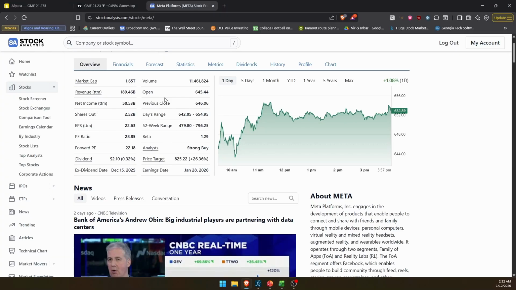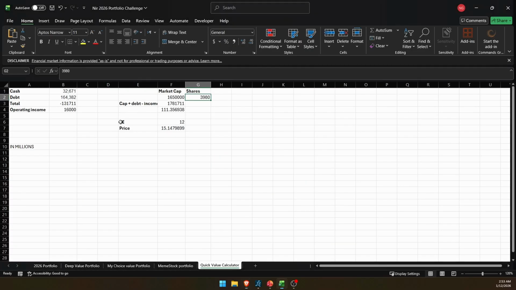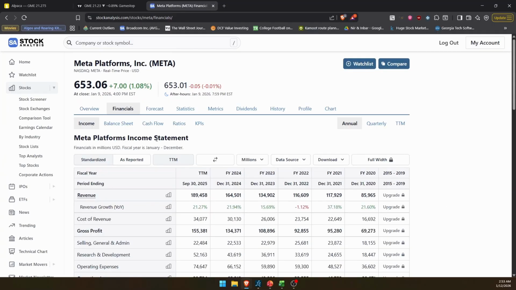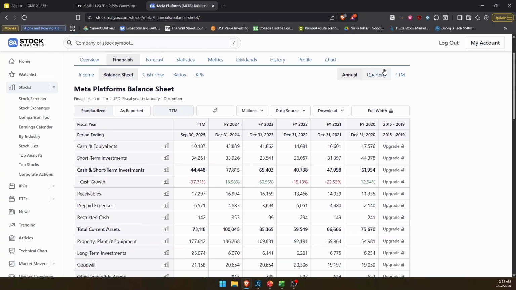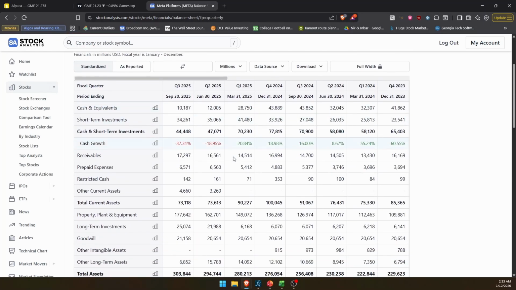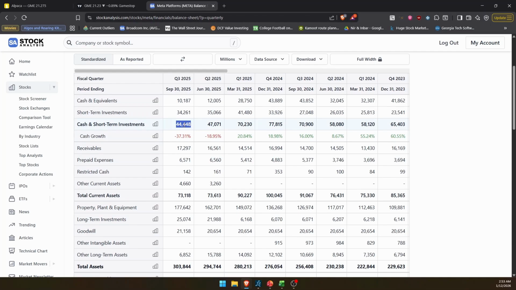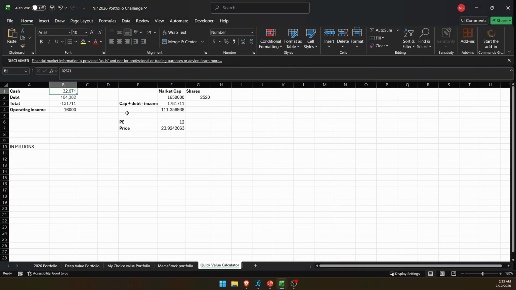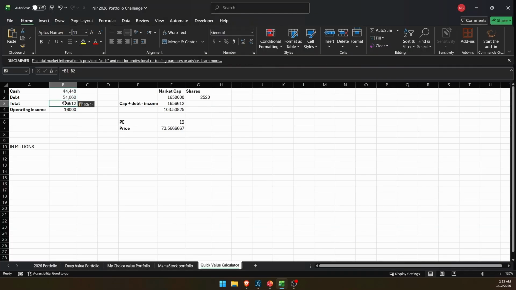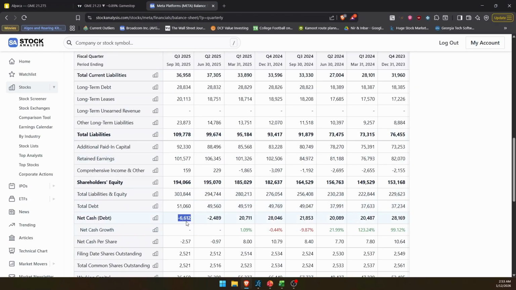The number of shares is, shares out 2.52 billion. So that is 2520. I hope I did that right. So financials, balance sheet. I like to go to quarterly, even though it doesn't matter for this. Cash and short-term investments. I just copy this. Control-Shift-V. And then the debt, total debt. And this should be the same exact as that. Yeah, that matches, that fits.